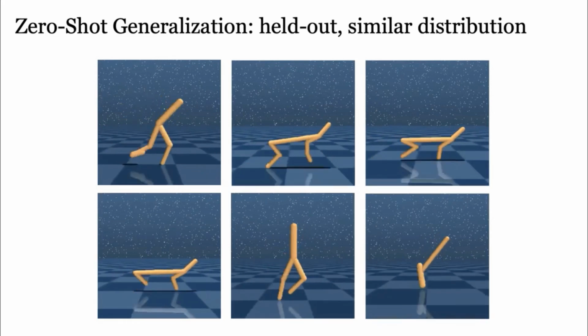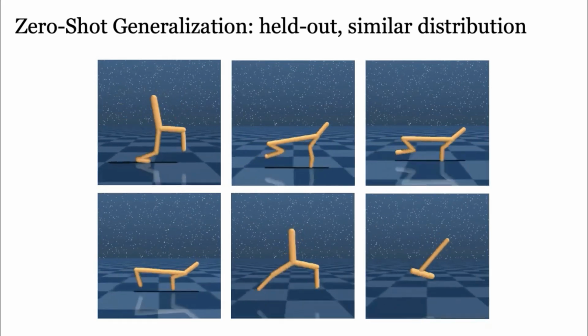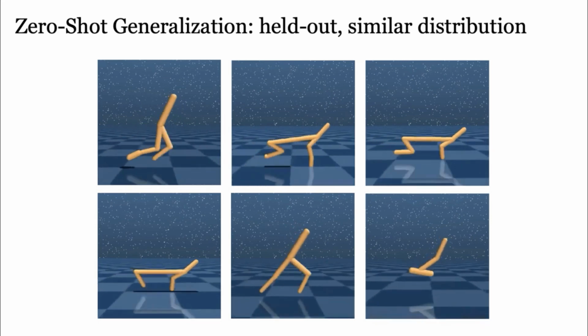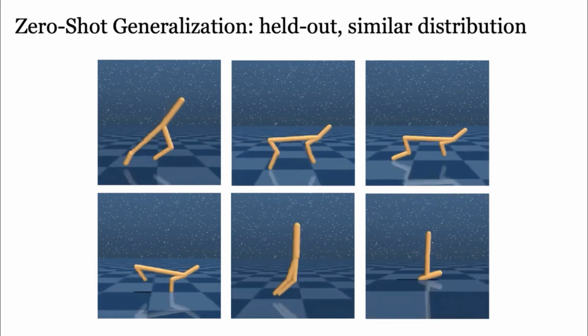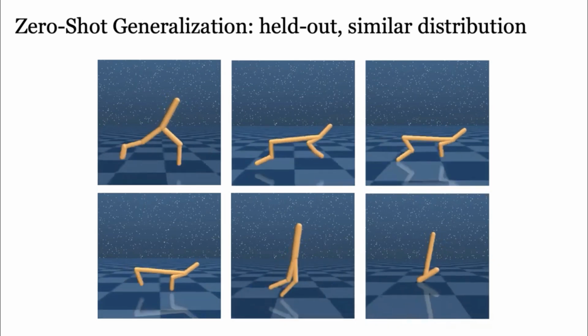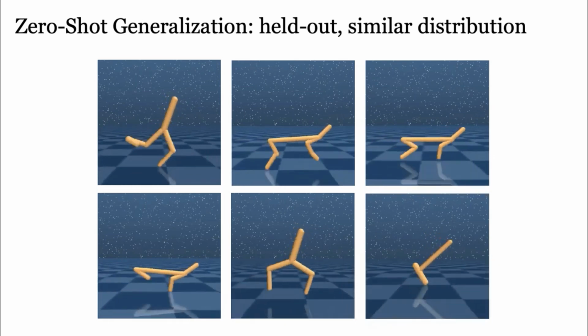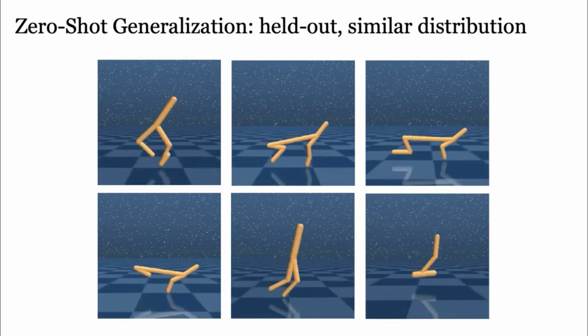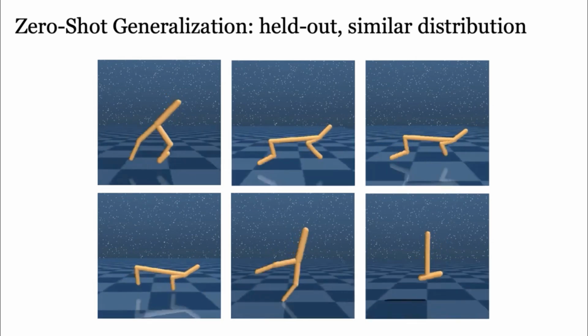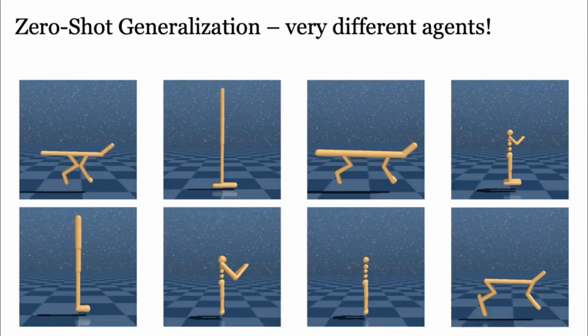We first test on a set of held-out agents. These agents are from a similar distribution as the training agents, but the model has never seen them during training. But this is not interesting enough. What about agents that are very different from the ones that the model has already seen during training? It turns out the model can also generalize to those.